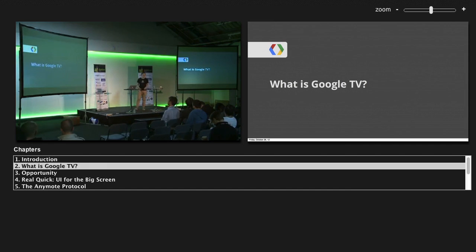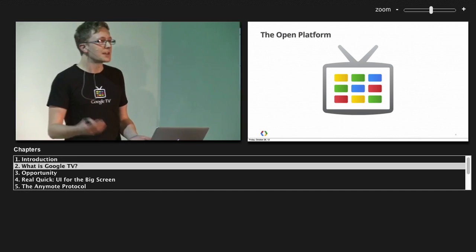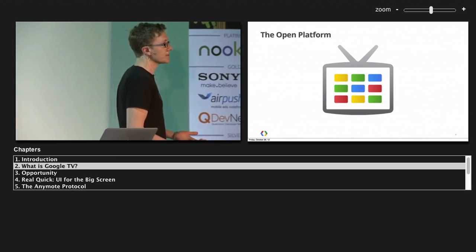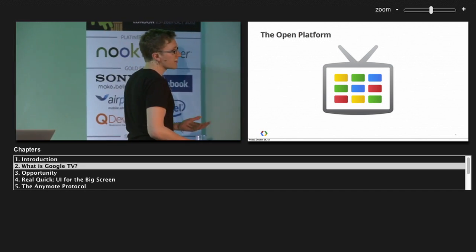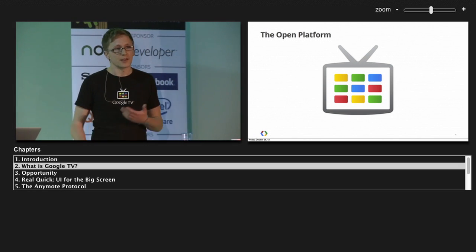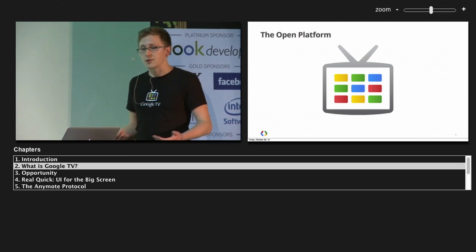So the first question is, what is Google TV? Ultimately, the main aim of Google TV is to be the open platform. At the moment, there are a lot of smart TV platforms out there. Each OEM seems to be going in their own direction with what they want to do.